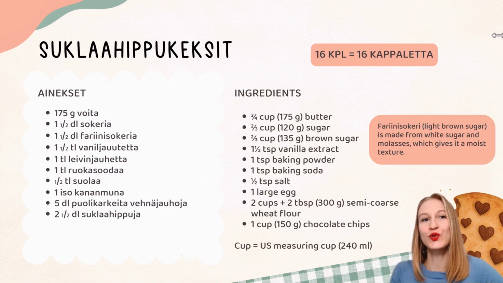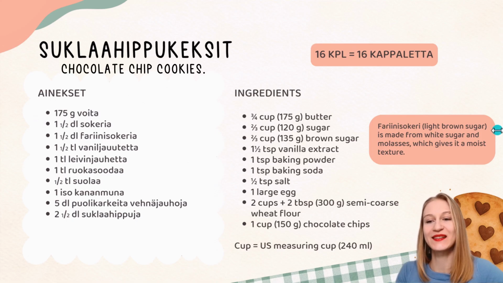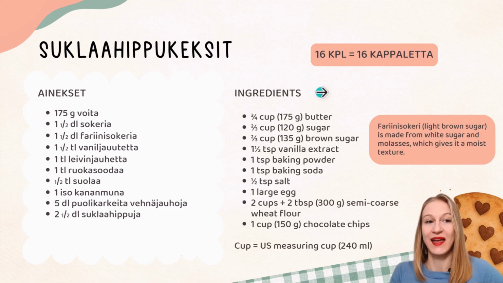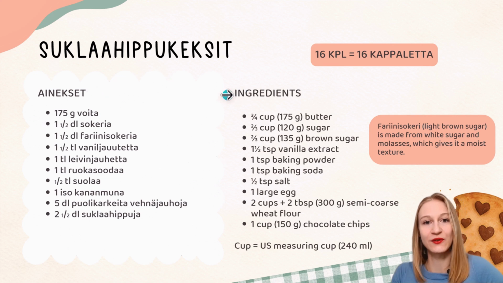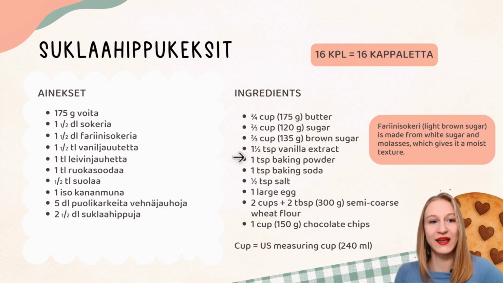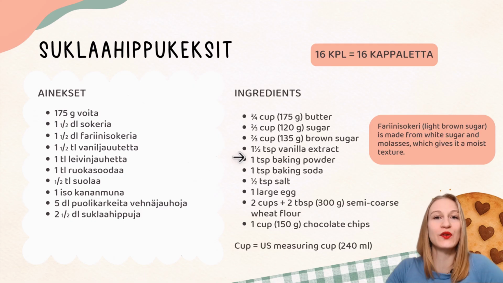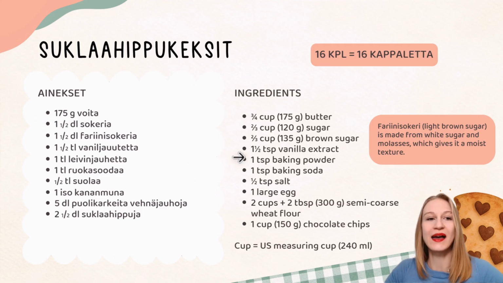Suklaahippukeksit. Suklaahippukeksit means chocolate chip cookies. And you can see that we have first ainekset, ingredients. You can see the translations here on the right side to help you to follow in case there are some new words, but I'm also going to walk you through and explain it more in detail.